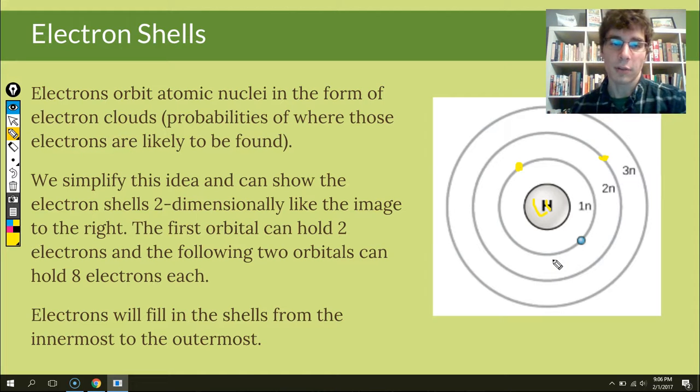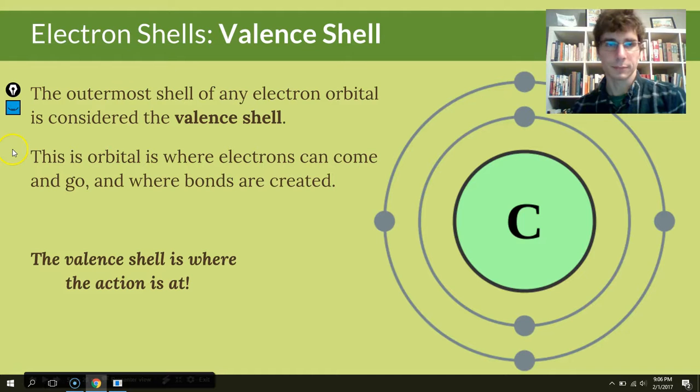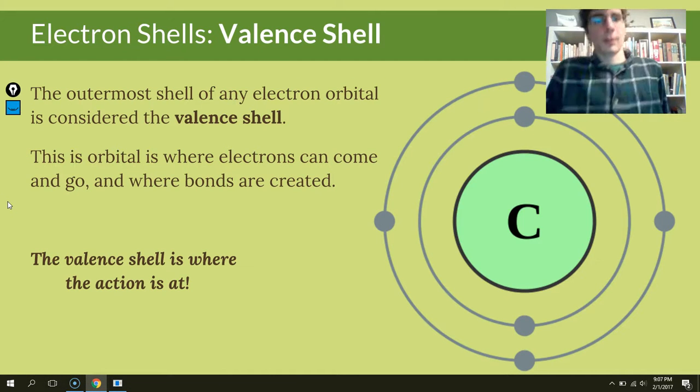The idea here is that electron shells will always fill from the innermost shell to the outermost. Okay, so keep that in mind as we go forward here. Now I'm going to introduce you to a concept called the valence shell.